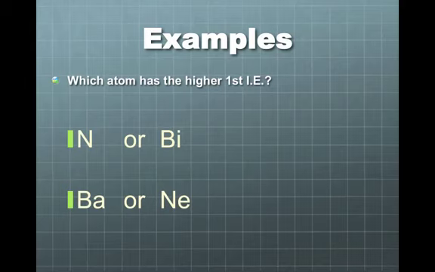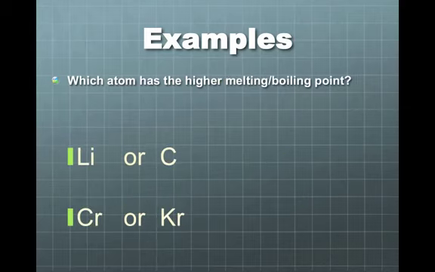Which atom has the highest first ionization energy? Nitrogen or bismuth, and barium or neon. Well, it's going to be nitrogen because the ionization energy increases as you go from bottom to top, because it's harder to get those electrons away from the smaller atoms. And is it going to be barium or neon? Well, it's going to be neon because the ionization energy increases as you go from left to right, and neon has a fuller valence shell, so it's harder to get those electrons away from it.